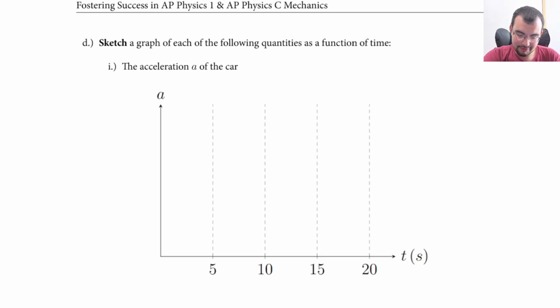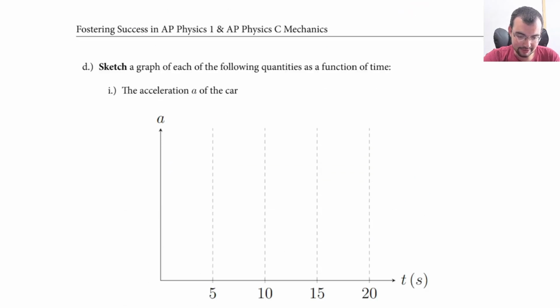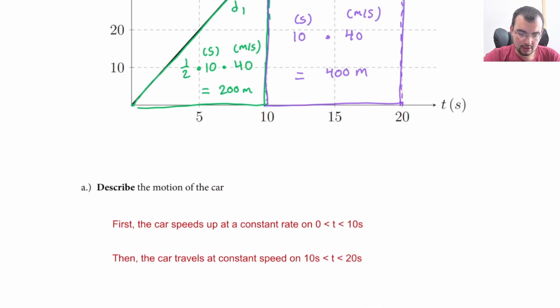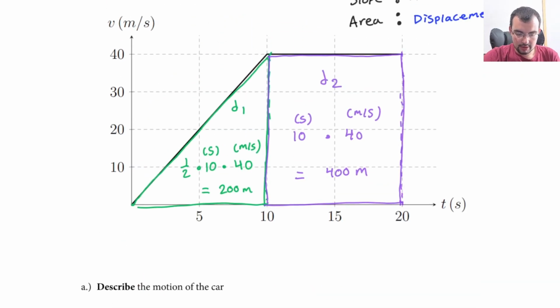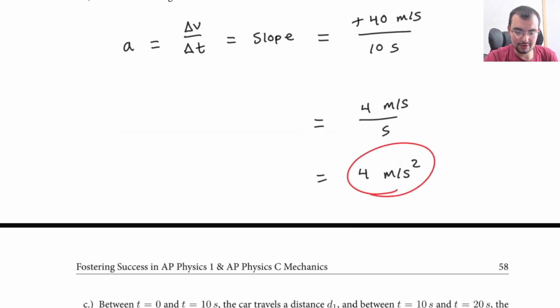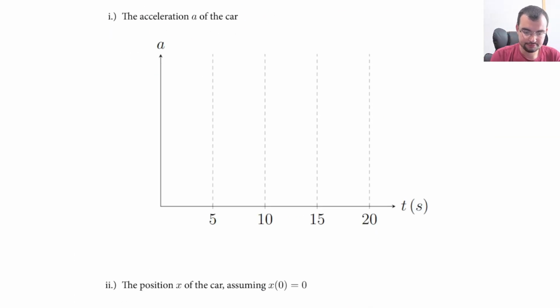All right, let's sketch a graph of the acceleration and the position. Well, we said on the first interval from 0 to 10, acceleration is the slope. So the slope is a constant value of 4 meters per second squared, actually, we found earlier. And then on the second interval, the graph is flat, so there's a slope of 0. So for the first 10 seconds, the slope is a constant value of 4 meters per second squared, and then it is 0 for the second 10 seconds.